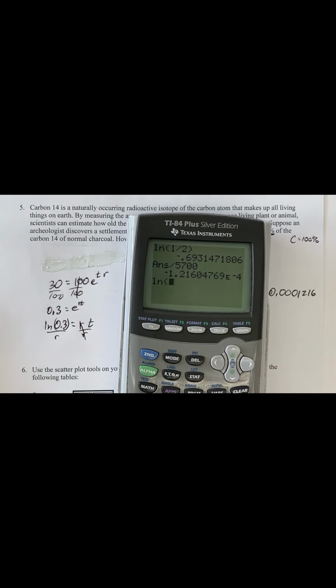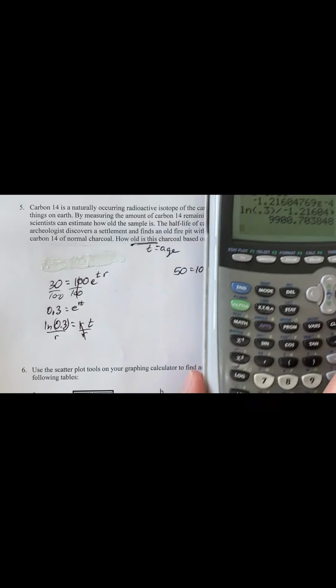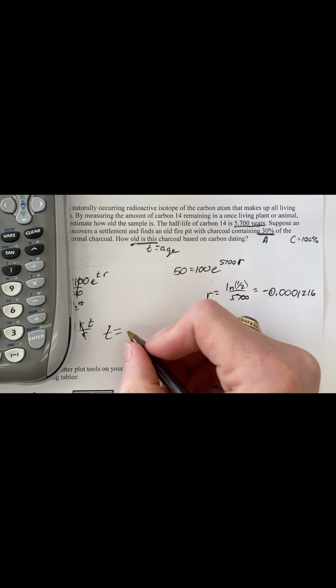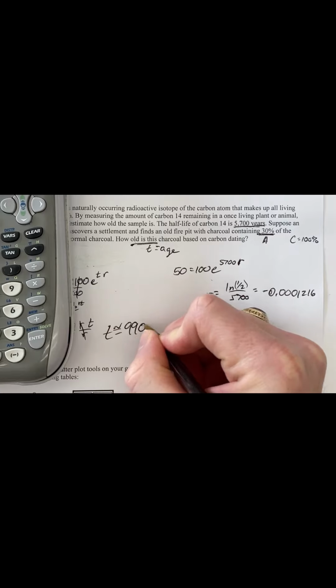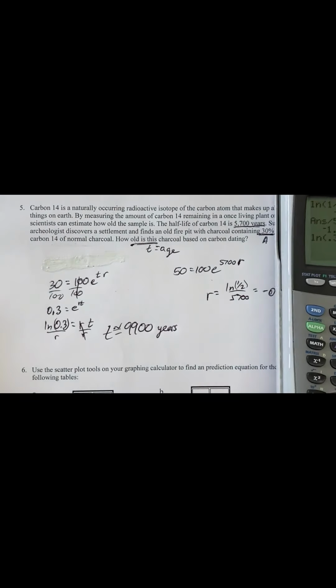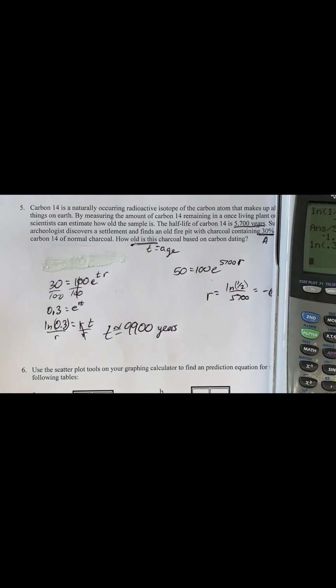So log 0.3 divided by, and I'm just going to go up and highlight that. It's just way easier. So about 9,900 years. And that's the way I'm going to leave it. I'm going to say about 9,900 years. You can get precise if you want to, but carbon dating, that's pretty darn close, I believe.